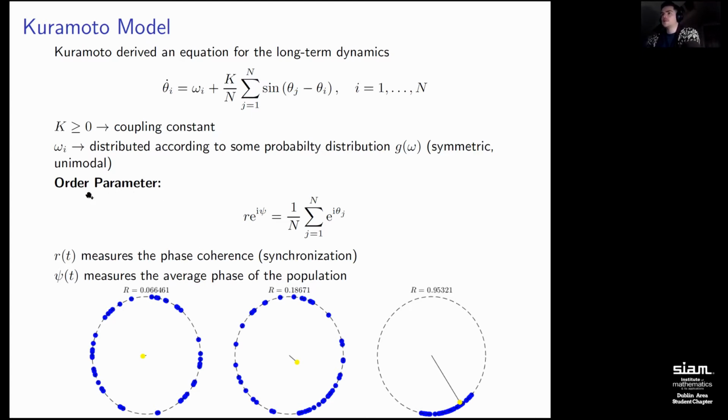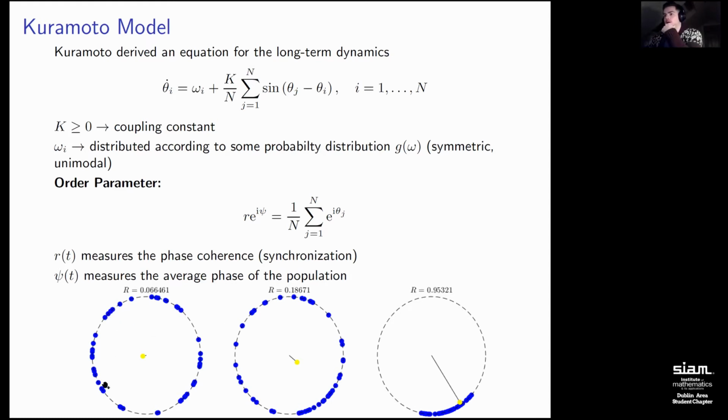Kuramoto was inspired by this mean field approach. He wanted to get a grasp on the global properties of the population of oscillators, so get an average view of the oscillators. What he proposed were these order parameters, which are given here, and are essentially just taking the average of all the oscillators. That will give us a measure of the overall population over time. The key parameter here is this R value, which measures the coherence. It's a measure of synchronization.